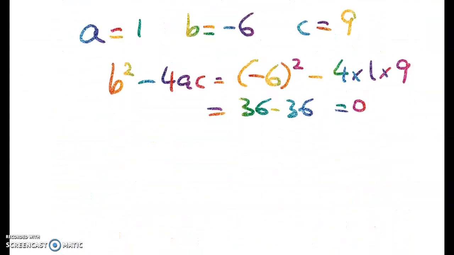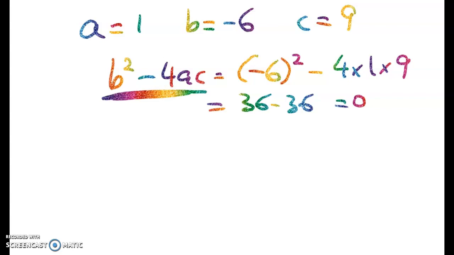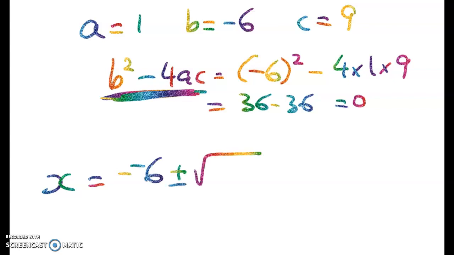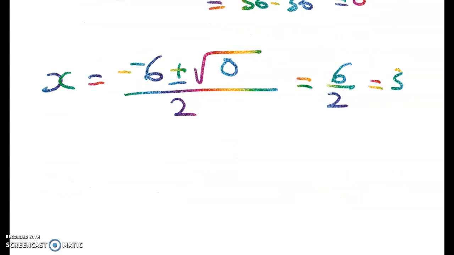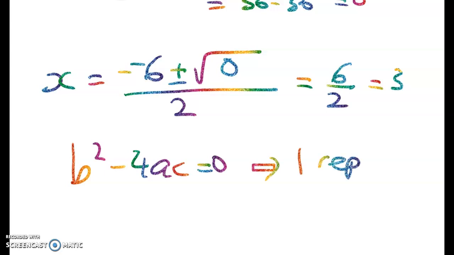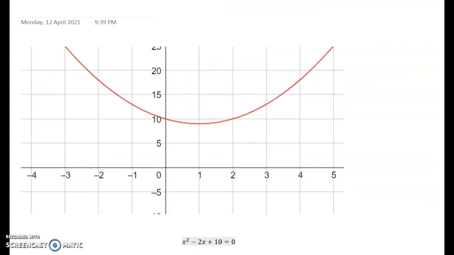So let's just finish this quadratic formula bit off. But remember, the discriminant is not the whole quadratic formula, it's just the b squared minus 4ac. But in this case, we get x is equal to negative b, so negative negative 6, plus or minus the square root of this, which is 0, divided by 2a, which is 2 times 1. So that gives me 6 over 2, which is 3. So there's our one repeated root. So we've got b squared minus 4ac is equal to 0, giving us one repeated root, or x-intercept.